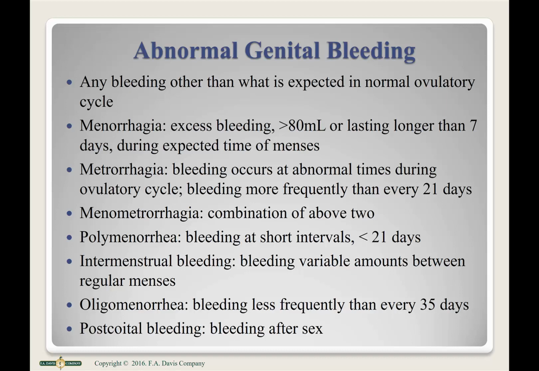Oligomenorrhea is she's bleeding less frequently, more than 28 days apart, somewhere around 35 days, and maybe even in smaller amounts. Okay. And then post-coital bleeding is bleeding after sex. So we shouldn't be bleeding after sex. So that is an abnormal bleeding pattern.